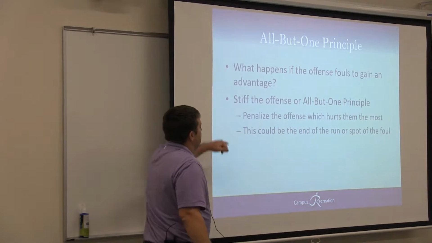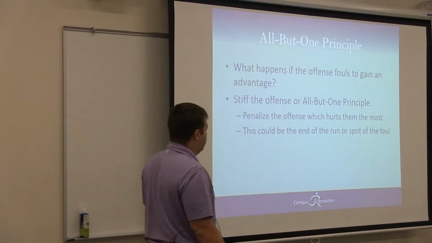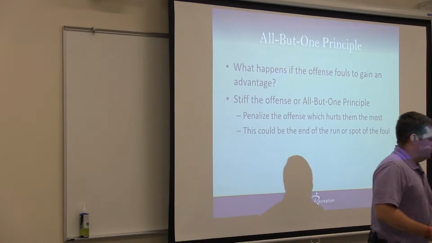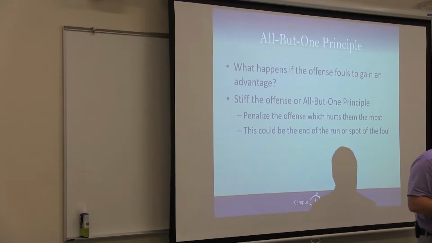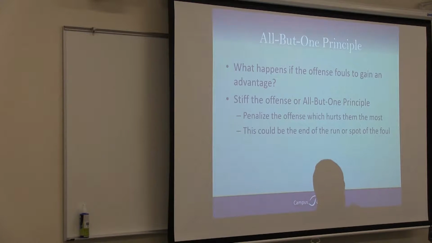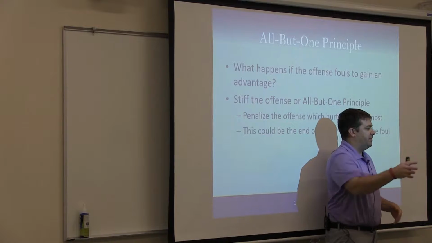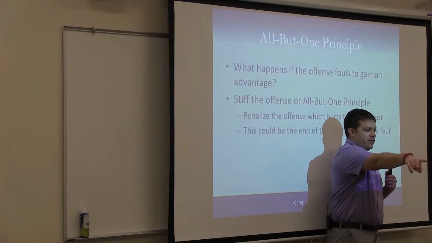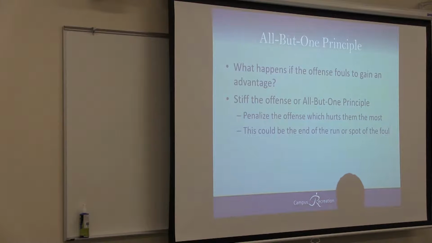So, you want to penalize them where it hurts the most. This could be the end of the run or the spot of the foul. So, stand up, George. Or Greg, I'm sorry, Greg. So he's my offensive line. Turn around, face this way. He's running in front of me. If he stiff arms somebody, I've got the ball. He stiff arms the guy to his right, and you come and pull my flag. So you go forward, stiff arm right there. You throw the flag. She comes and pulls my flags right here.